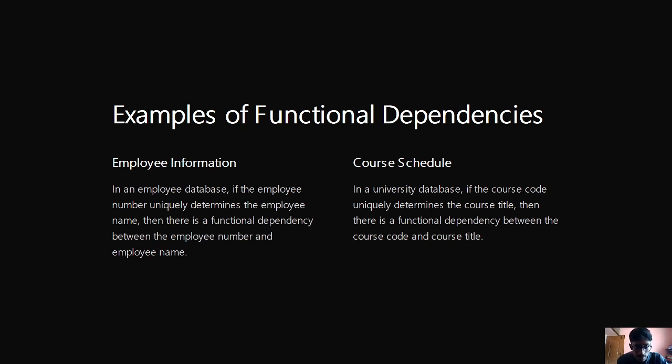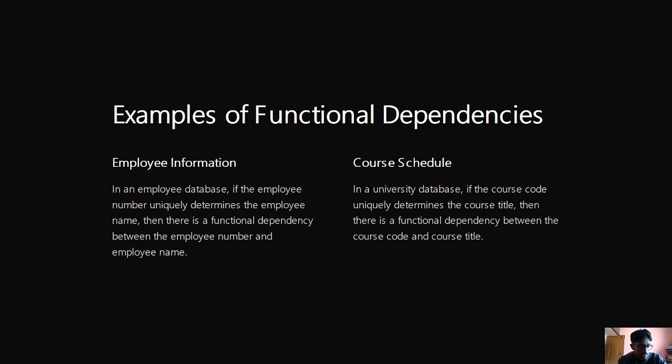Examples of functional dependencies. Employee information and course schedules. Functional dependencies are constraints between attributes in a relational database. They represent relationships between attributes, such as knowing the value of one attribute uniquely determines the value of another attribute. Student ID and student name is an example. In a table containing student records, if student ID is the primary key, then knowing the student ID uniquely determines the student's name. Each student ID corresponds to only one student name.